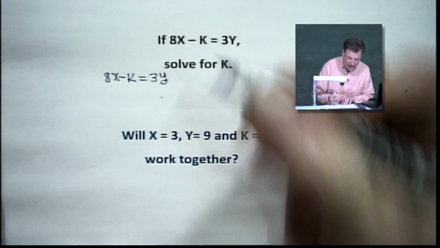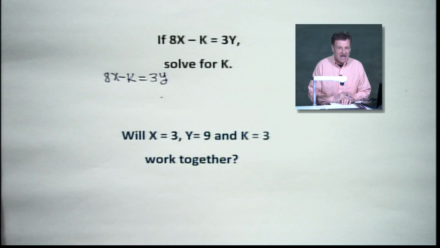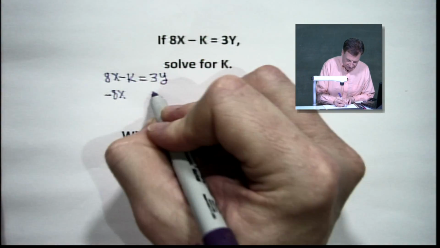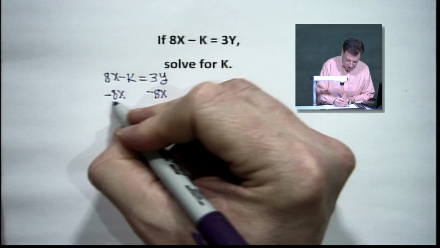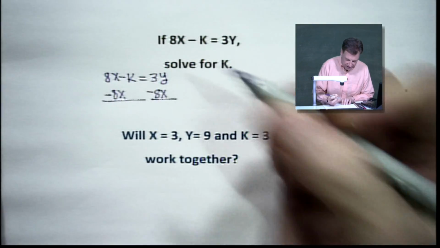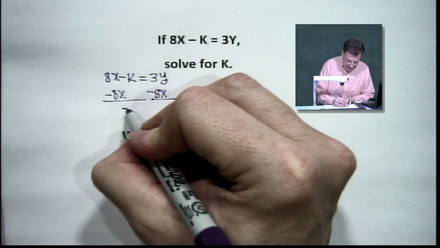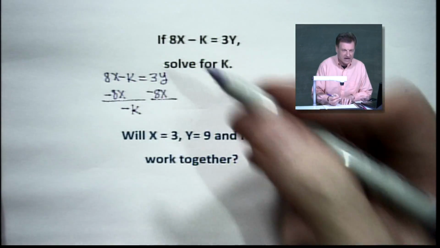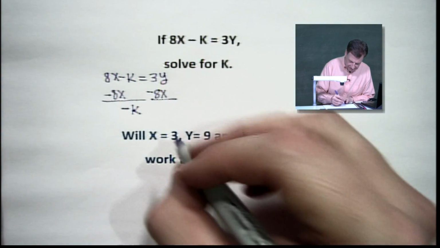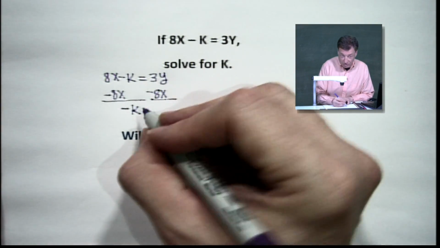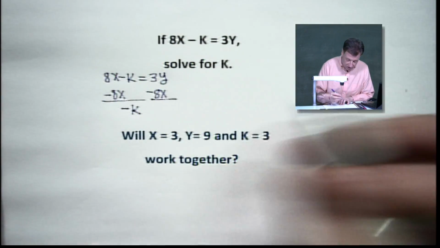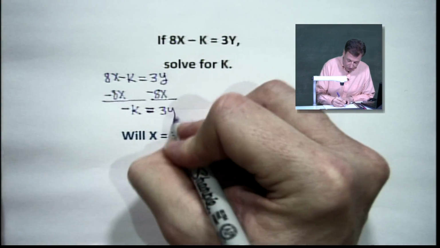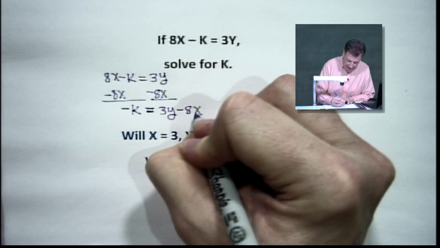Get you a chance to write it down there at home. And I'm going to go ahead and subtract the 8x from both sides. Use a little subtraction property of equality going on here. And I have this minus k, or negative 1k, or a negative k, however you want to look at it. Opposite of k is my favorite way of doing it because k could be negative. We never know. Equals your 3y minus 8x.